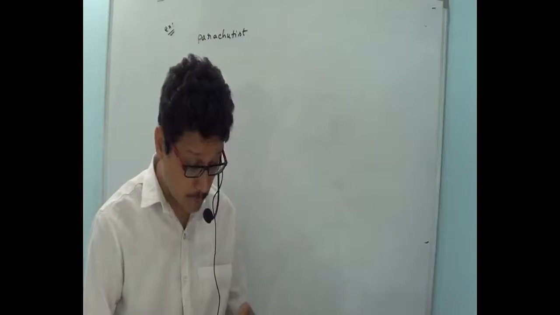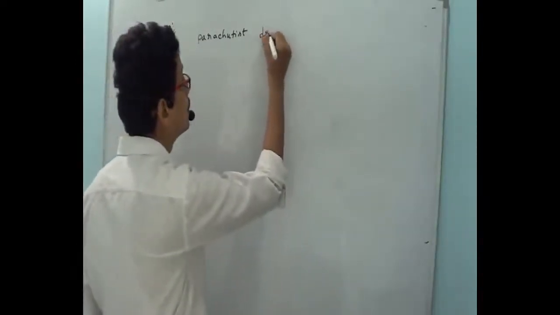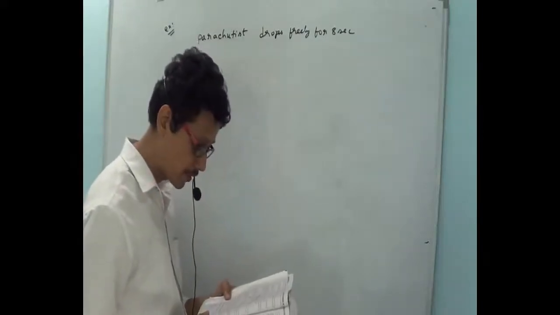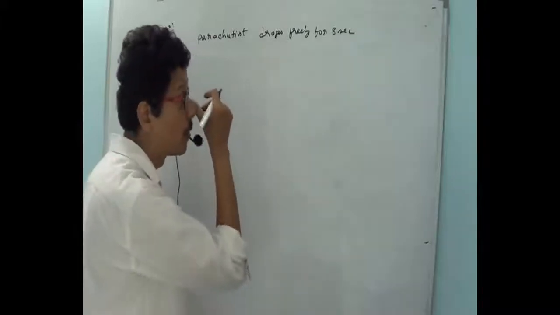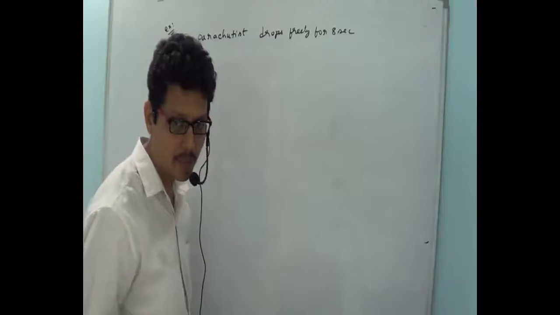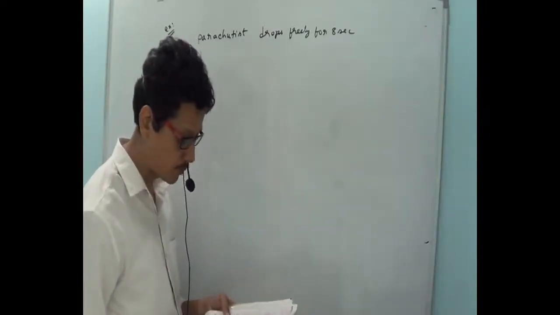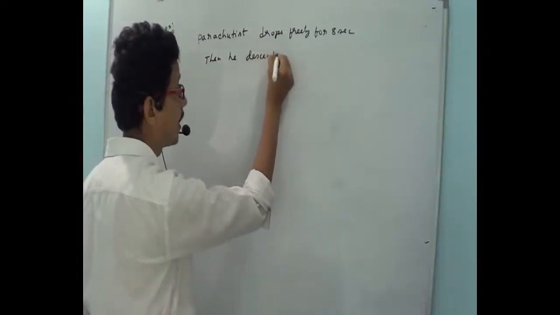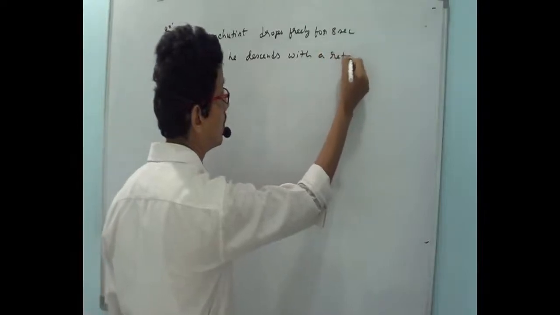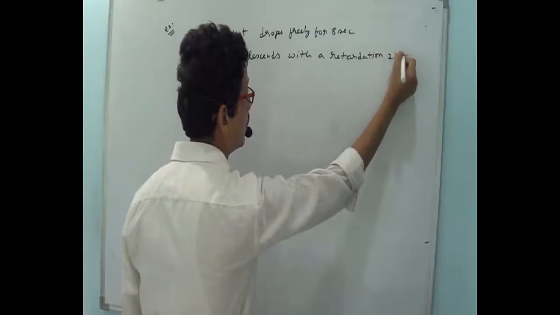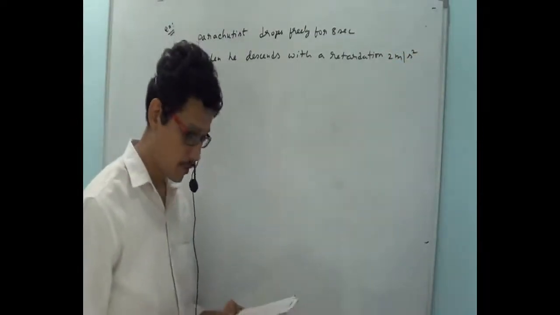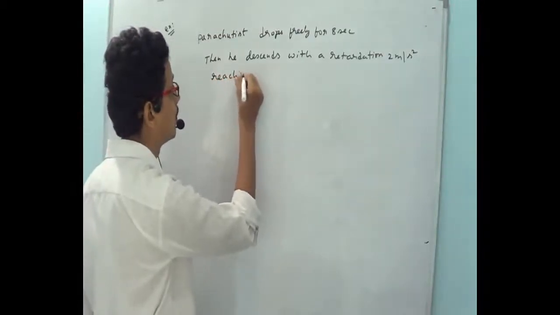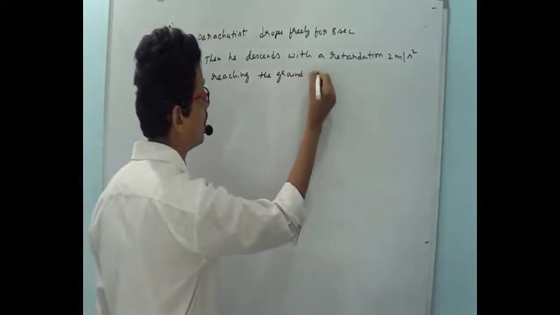Okay, u is 0. A parachutist drops freely from an aeroplane for 8 seconds. He dropped freely for 8 seconds, and then before the parachute opens out, he descends with a retardation of 2 meter per second square, reaching the ground with 6 meters per second.